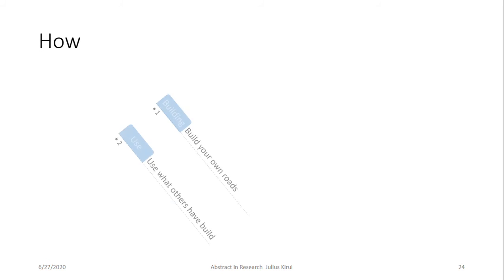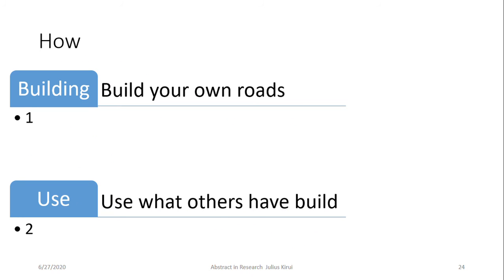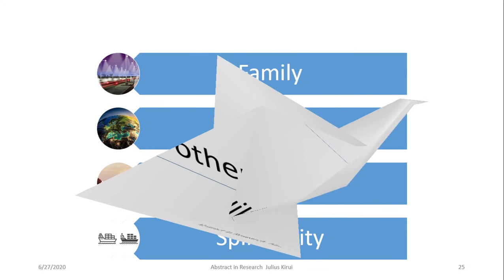How do we get roads? One, build. Build your own roads. You can build your own roads. Two, use. Use what others have built. So there are two things that how you can make use of roads. You can build your own roads or make use of what others have built.